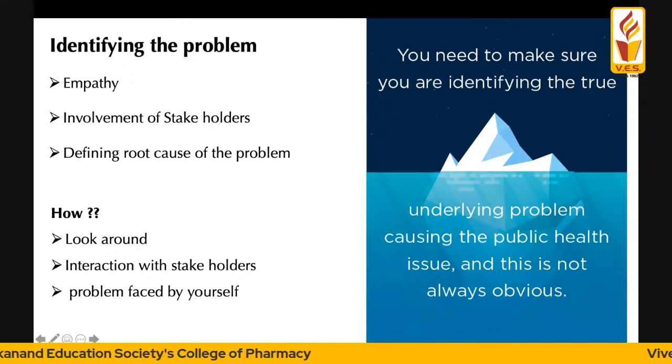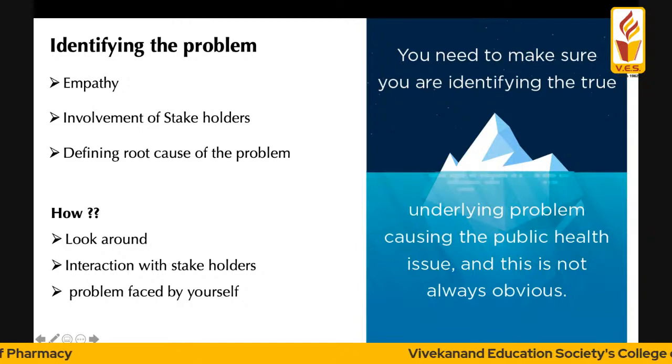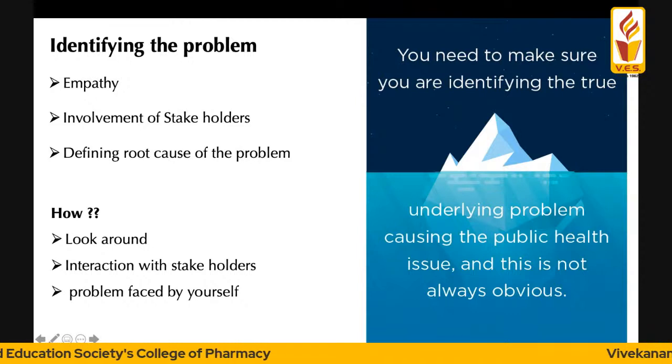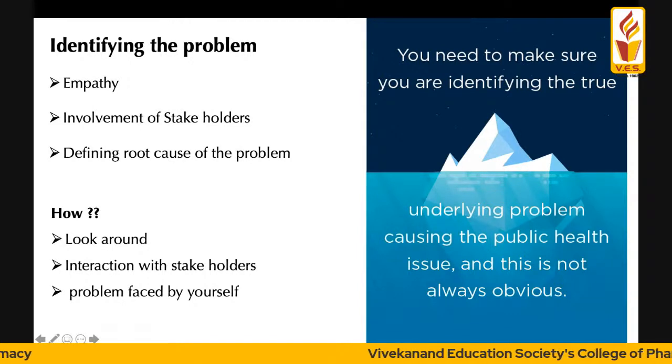So how do we identify the problem? For social innovation, the most important quality or virtue of a researcher, or a social researcher, or a person who wants to make a social impact, is empathy. Unless and until we realize what problem the society is facing, we'll not be able to give a solution.